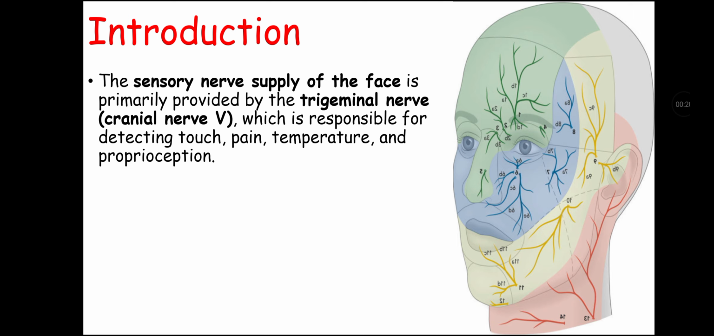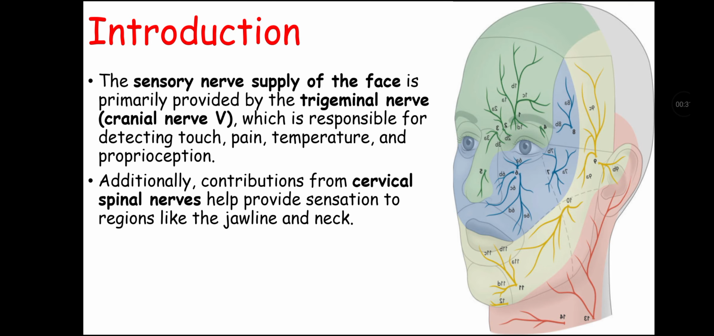Sensory nerve supply of the face is primarily provided by the trigeminal nerve, that is cranial nerve number 5, which is responsible for detecting touch, pain, temperature, and proprioception. Additionally, contribution from cervical spinal nerves also helps provide sensation to regions like the jawline and neck. Here you can see in the diagram, the orange colored region is supplied by cervical spinal nerves.